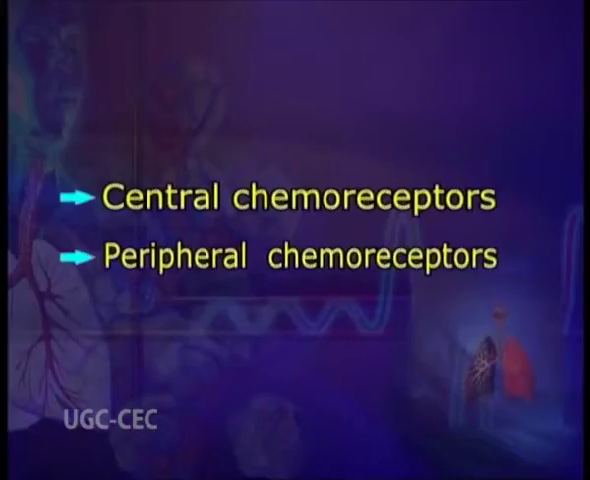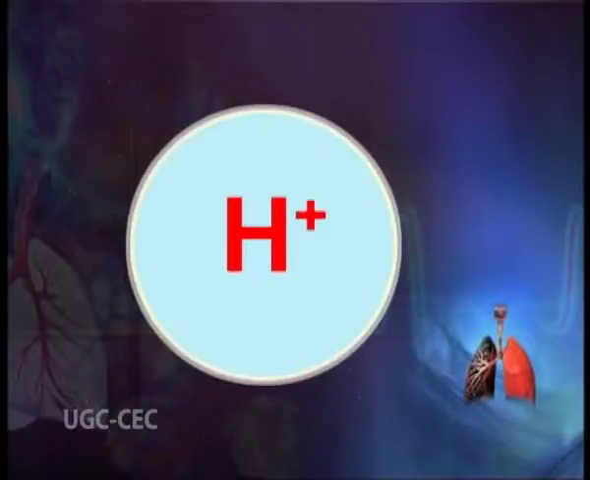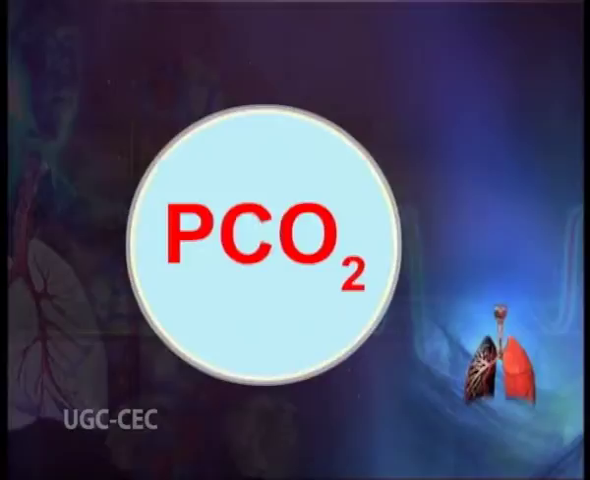Additional input for respiration processes comes from peripheral chemoreceptors that are located in the carotid bodies, which are oval nodules in the wall of the left and right common carotid arteries, and the aortic bodies located in the wall of the arch of the aorta. These chemoreceptors are sensitive to changes in H+ ions, PO2 and PCO2 in the blood.